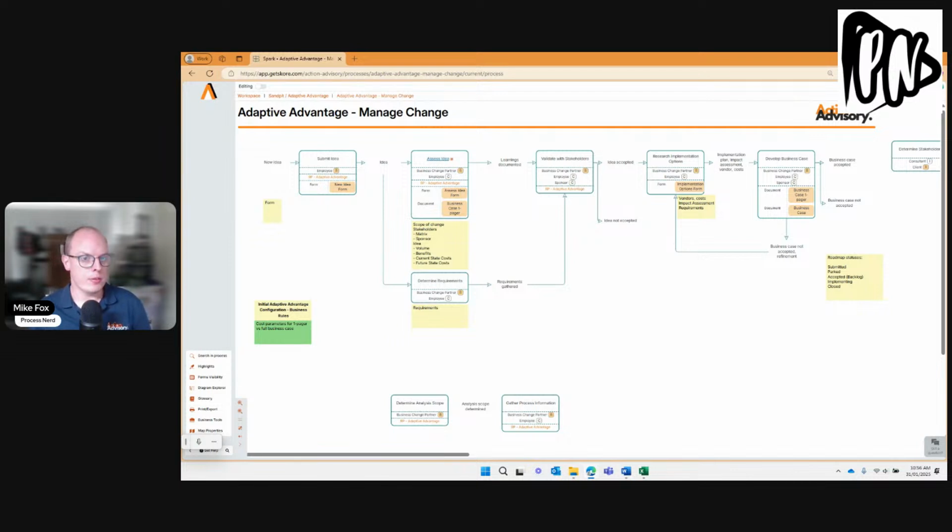Hey there. Today we're looking at the adaptive advantage process again. We've covered off the one pages the last couple of days, the business case. Today we're looking at forms.